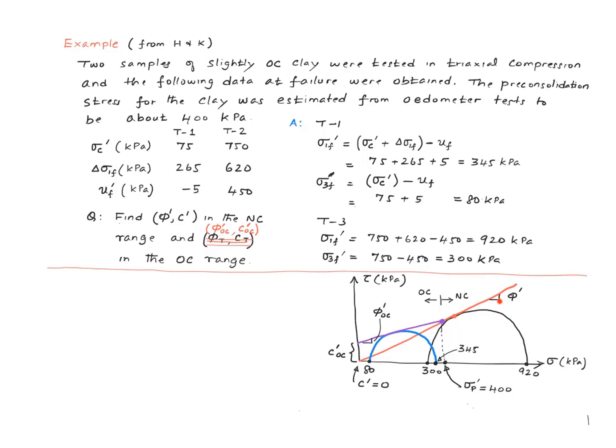The slope of this red line is phi prime, and obviously there's no intercept here, and therefore c prime is 0. So these are the parameters for the normally consolidated range, and the slope of this purple line here is phi prime OC, and the intercept is c prime OC. So these are the parameters in the over-consolidated range. So we just have to solve these, and the rest is simply geometry and mathematics.